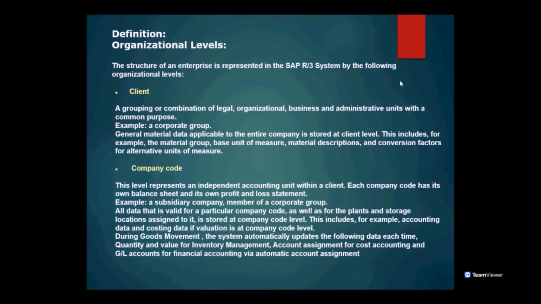The next level of entity is the company code. This level represents an independent accounting unit within a client. Each company code has its own balance sheet and its own profit and loss statements. The creation and configuration of the company code is done by the FICO consultant.